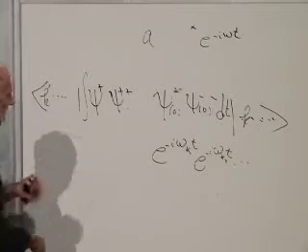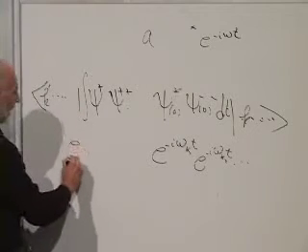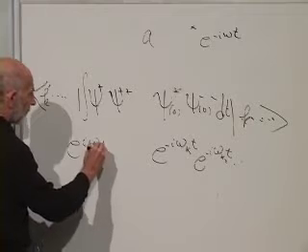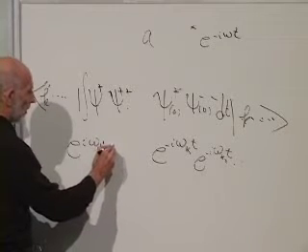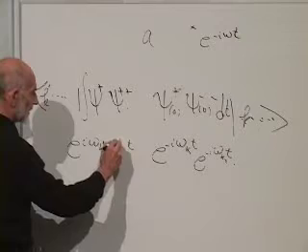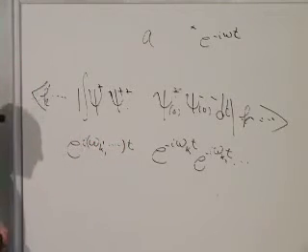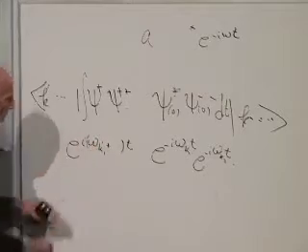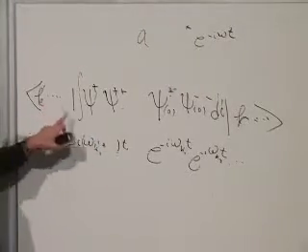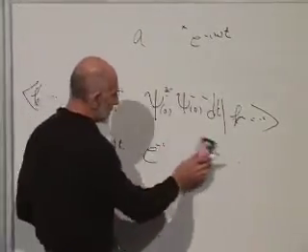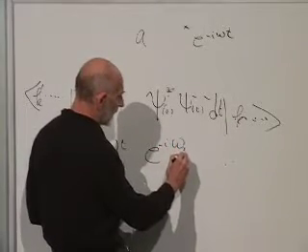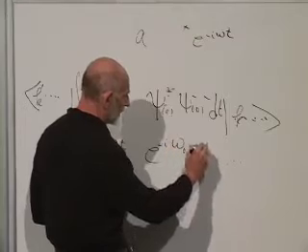And then for the final states, there was something similar, e to the plus i omega k prime 1, and so on, times t. That means the sum of all of the outgoing momenta, and here it's minus the sum of all the incoming momenta, omega k incoming times t.